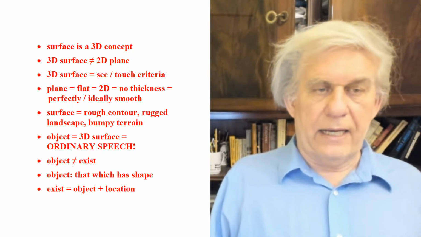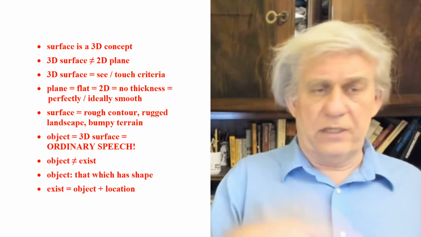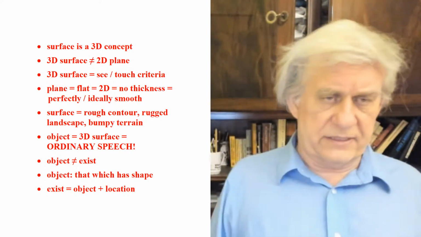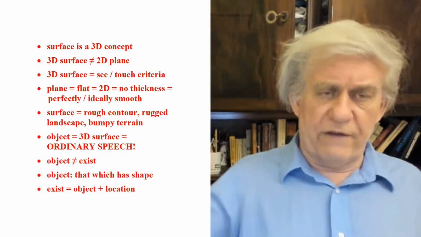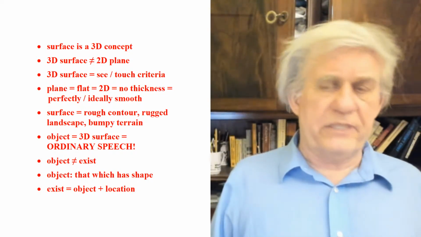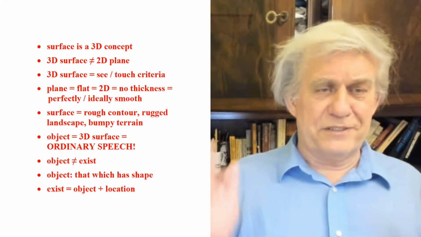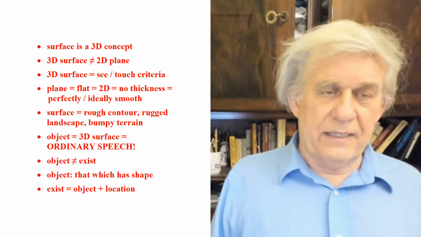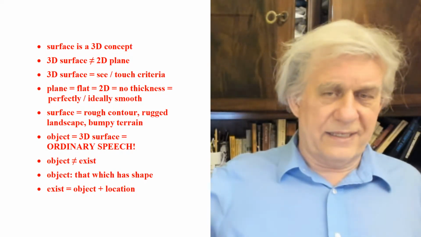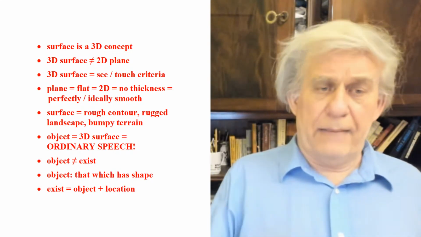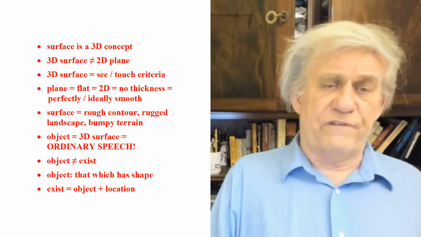Okay, plane is a flat 2D, no thickness, perfectly ideally smooth. That's a plane, it has no thickness. Surface, on the other hand, is rough contour, rugged landscape, bumpy terrain. I hope you understand the difference between a surface and a plane. Okay, plane, again: squares, circles, triangles. Object is equal to a 3D surface.